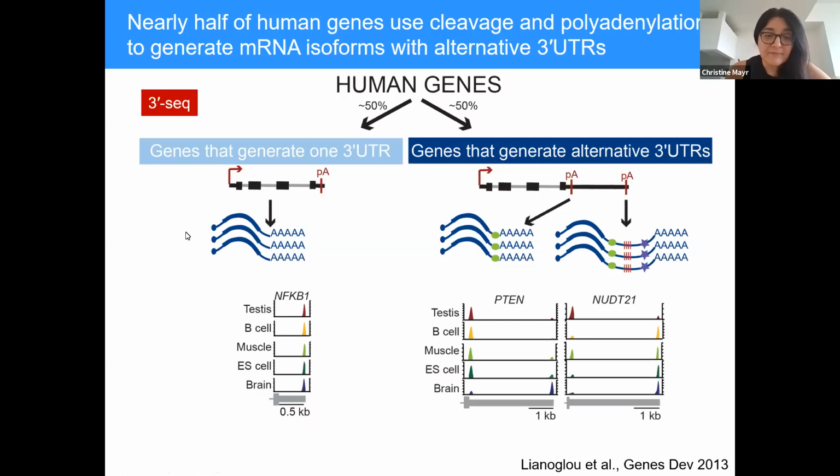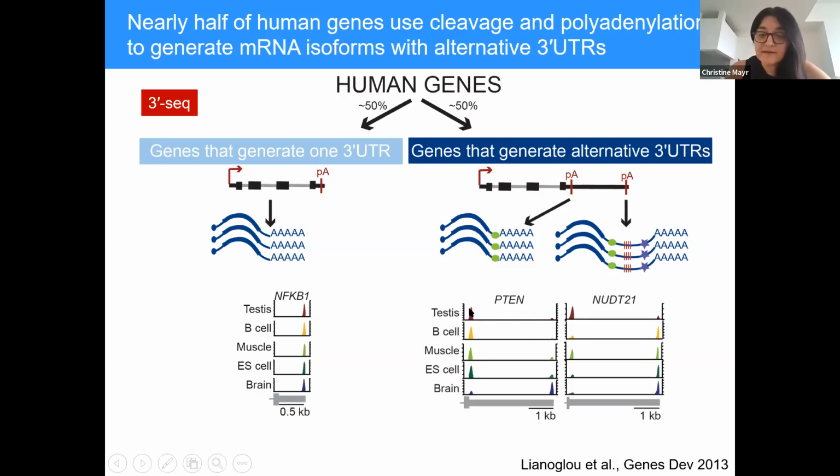What we get is, at the boundary between the 3' UTR and the poly A tail, a peak. Half of all genes have basically one peak. This means they make one 3' UTR. But the other half, and this was a surprising finding, basically has at least 2 peaks in the 3' UTR.